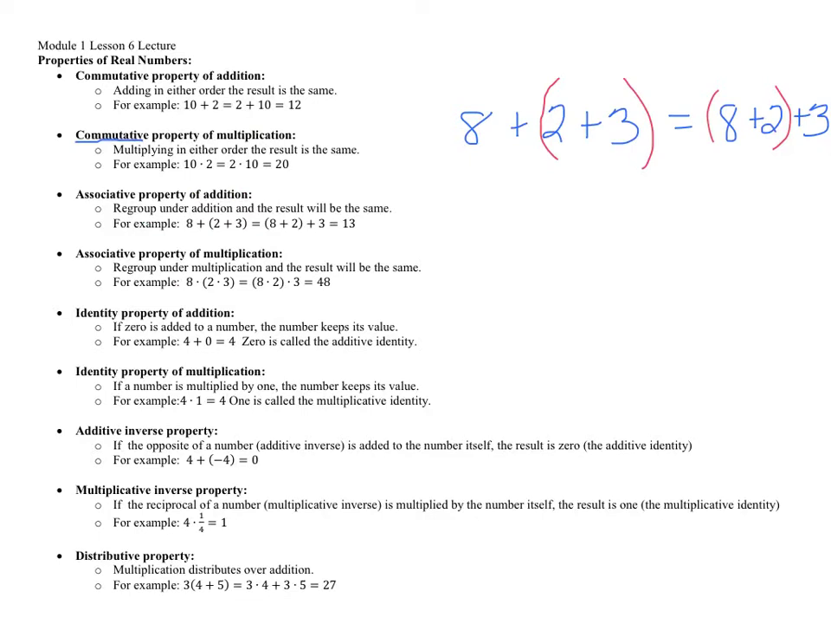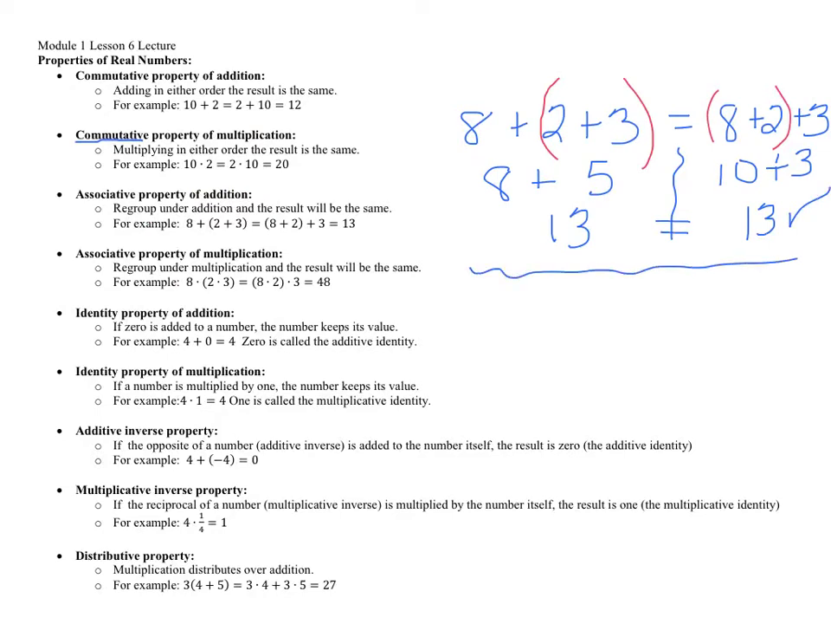So first, I'm doing 2 plus 3, which is 5, and 8 plus 5 is 13, or I could do 8 plus 2 first to get 10, then add in that 3, and 10 plus 3 is still 13. So either way I group, I get the same result.